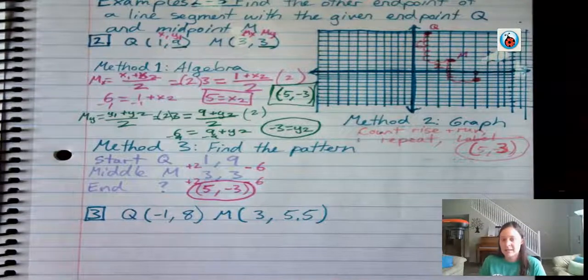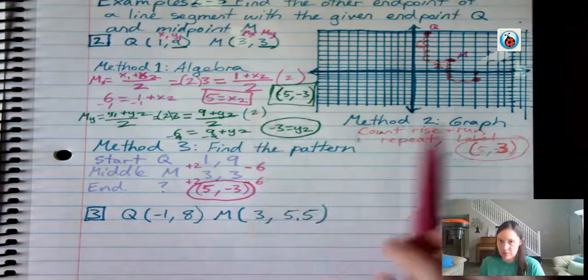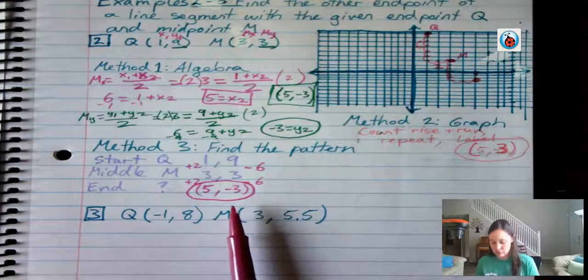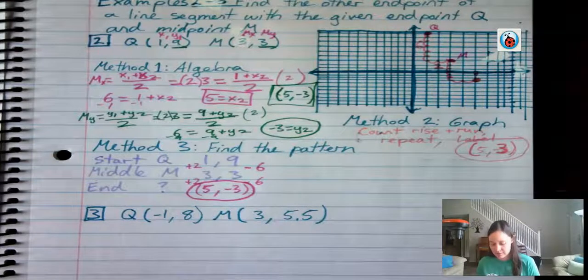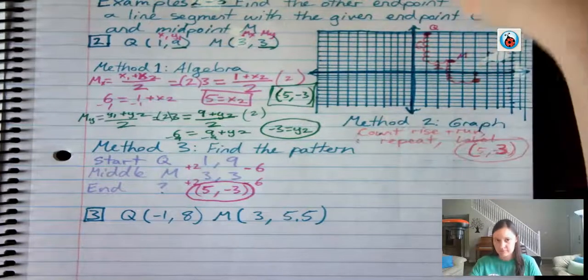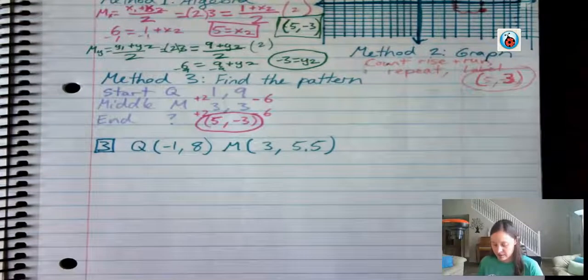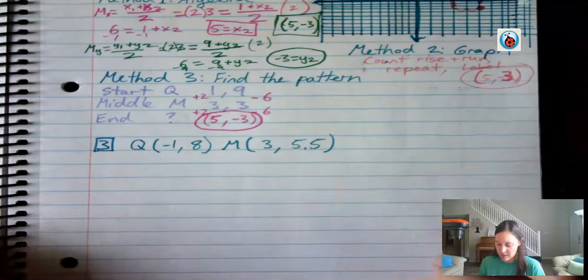So all you have to do is pick your favorite method. Do you like the algebra? Do you like to graph it and plot it out that way? Or do you like to just find the pattern and repeat? All right, we're going to do one more with decimals because your assignment today is on Khan Academy, and you only have 4 problems on Khan Academy, but they do include decimals.